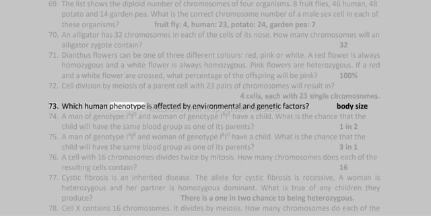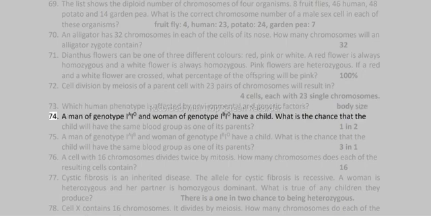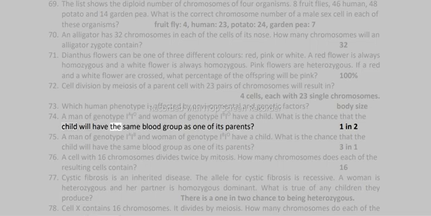73. Which human phenotype is affected by environmental and genetic factors? Body size. 74. A man of genotype IA-IO and a woman of genotype IB-IO have a child. What is the chance that the child will have the same blood group as one of its parents? 1 in 2.